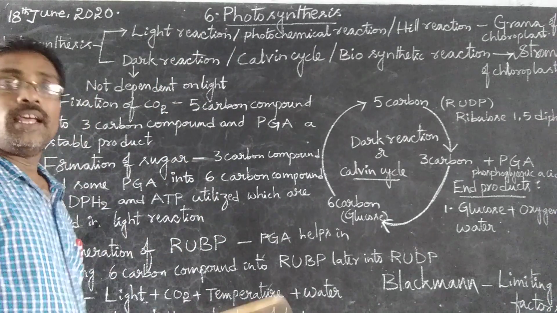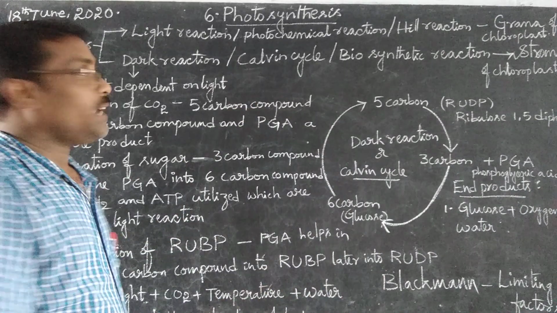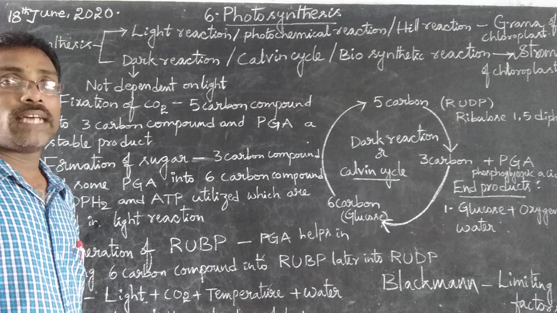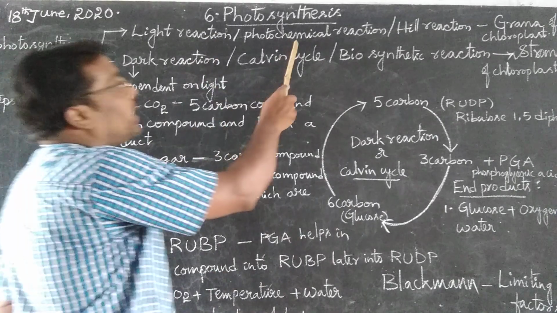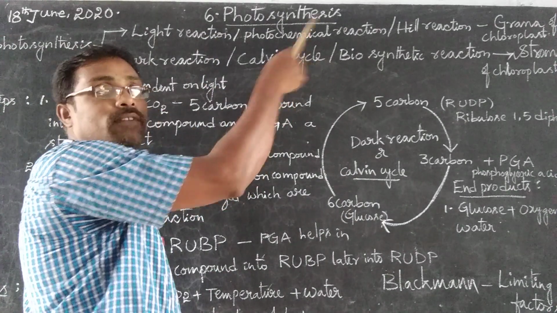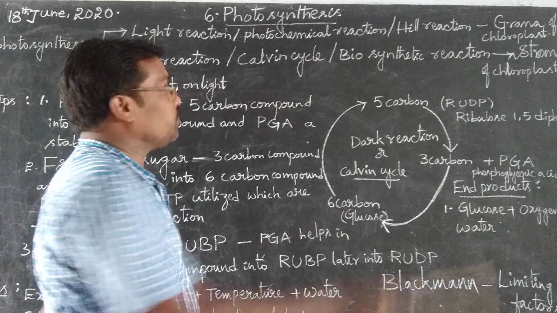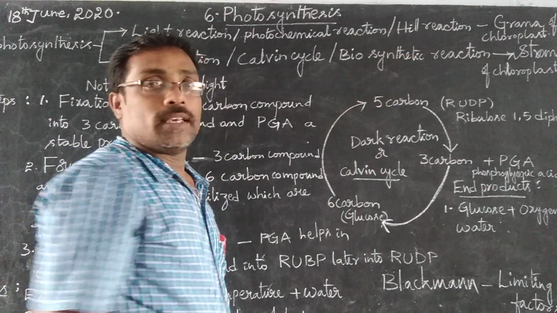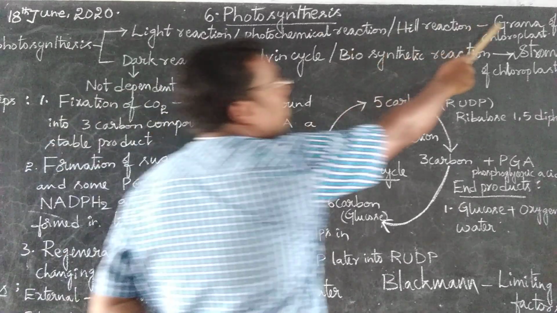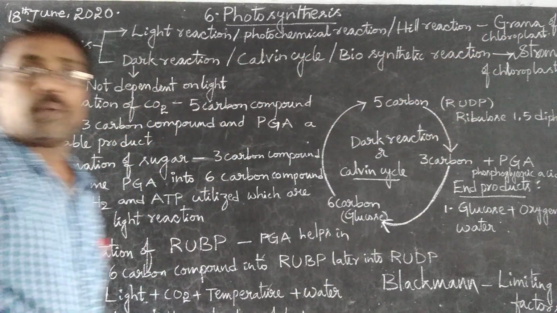What is light reaction? The photosynthesis process that takes place in the presence of light is called light reaction, and it is also called photochemical reaction. Photochemical means it converts light energy into chemical energy. It was observed by a scientist called Hill, that's why it is called the Hill reaction. And all this process takes place in the grana of the chloroplast.